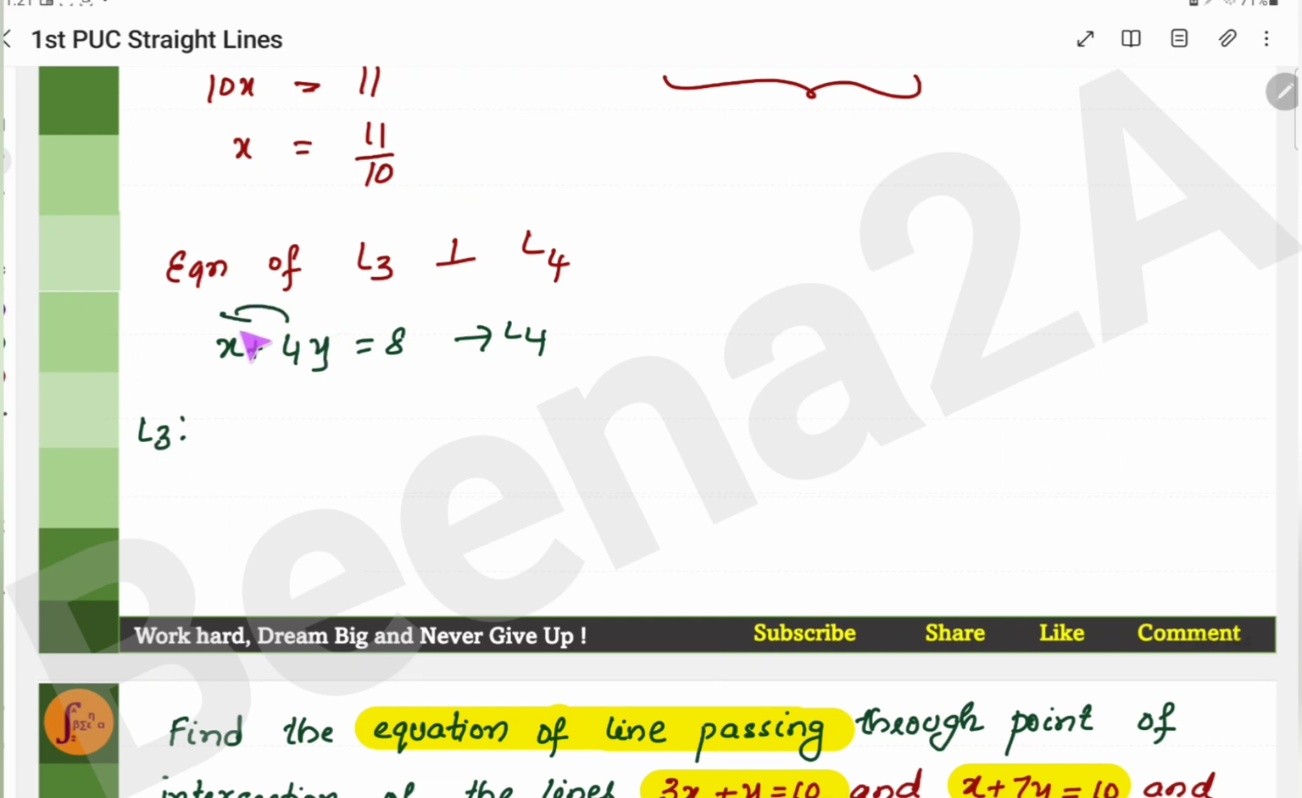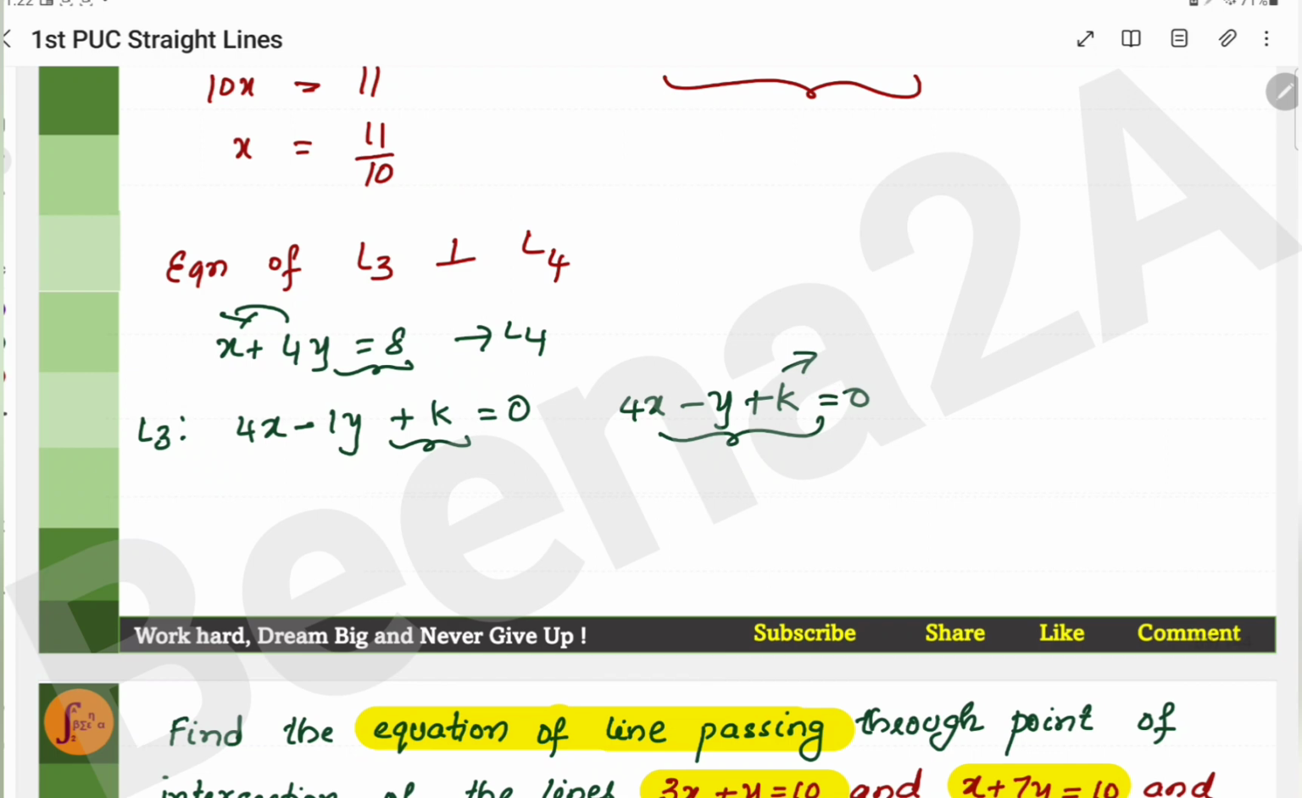Swap the numbers, right? So it will be 4x, this is 1 here, so it will be 1y plus k is equal to 0. Don't bother as to what number is here. Just put plus k is equal to 0. Now what should be the sign? This sign will be the same. This will get reversed, right? So here 1y, it will become minus 1y. Nothing but 4x minus y plus k equal to 0. This will be the perpendicular line.